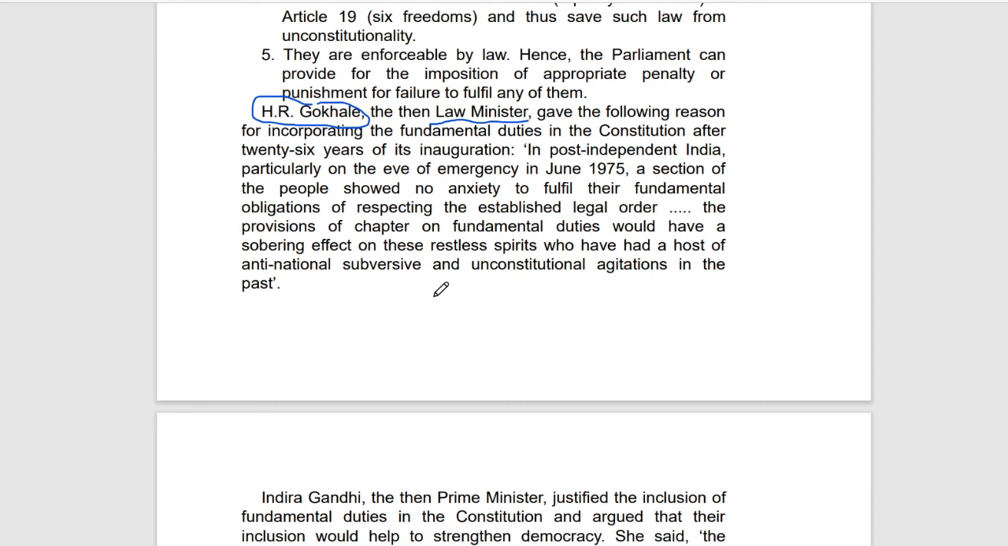In post-independent India, particularly on the eve of emergency in June 1975, a section of the people showed no anxiety to fulfill their fundamental obligations of respecting the established legal order. The provisions of the chapter on fundamental duties would have a sobering effect on these restless spirits who have had a host of anti-national, subversive and unconstitutional agitations in the past.